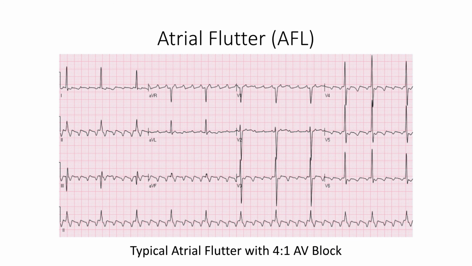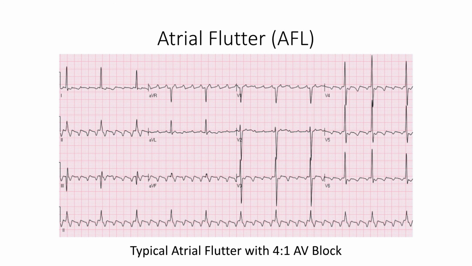Also notice the shape of each sawtooth wave. In the inferior leads, 2, 3, and aVF, notice how the sawtooth waves are pointing downward. In other words, the sharp angle is pointing down. Notice how in lead V1, the end portion of the wave is pointing upward. This signature means that this is typical atrial flutter.